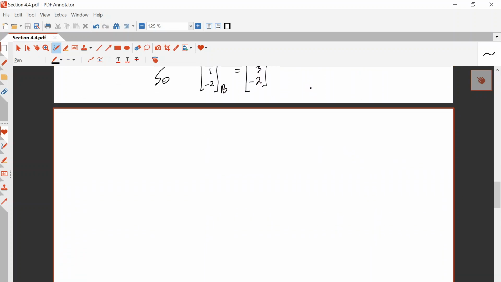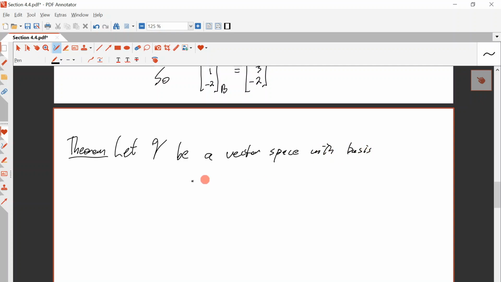So finally, I'm going to just mention the theorem. I'm not going to actually prove it. Intuitively, it's quite obvious, actually, from everything we've just been saying. But the theorem is as follows. Let V be a vector space with basis B of n vectors.